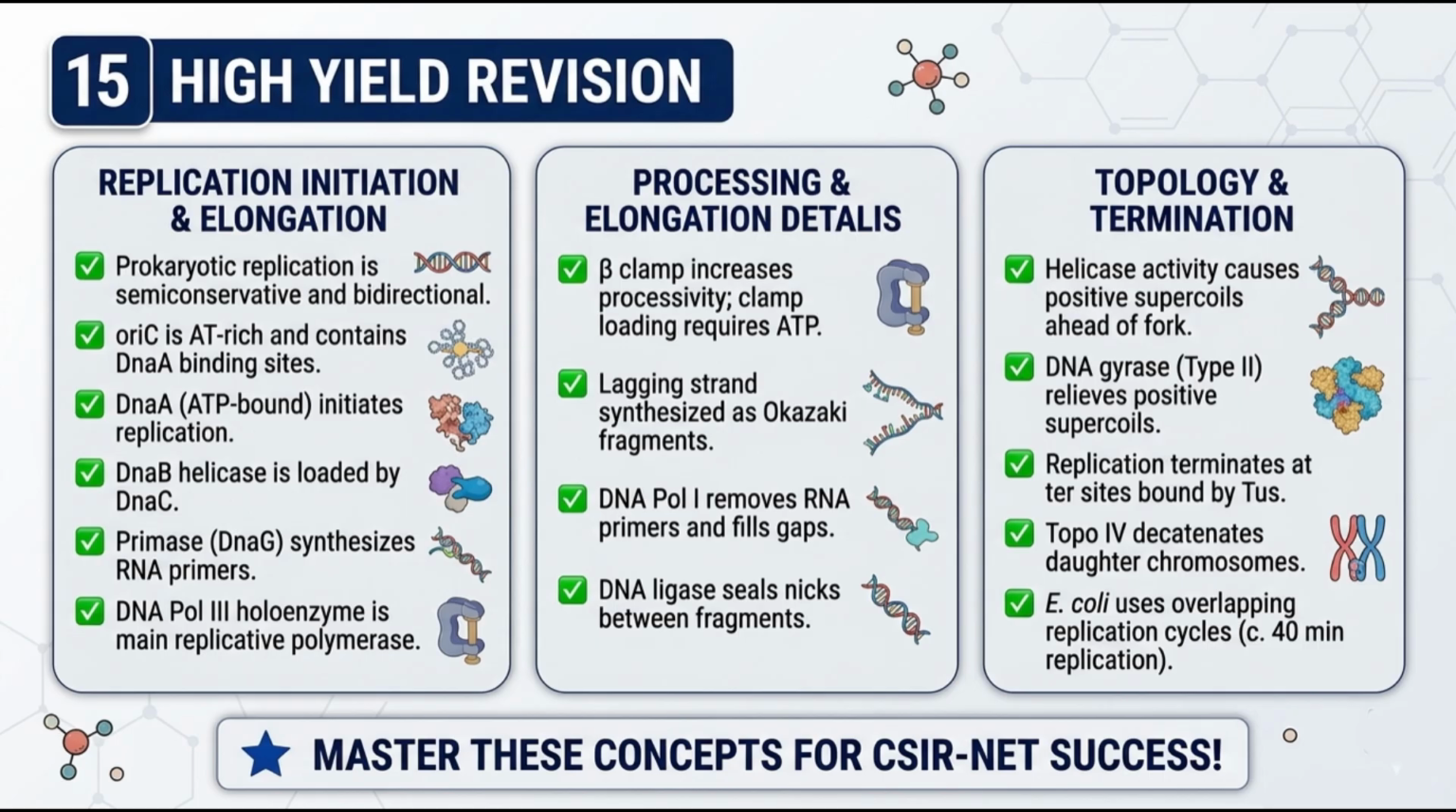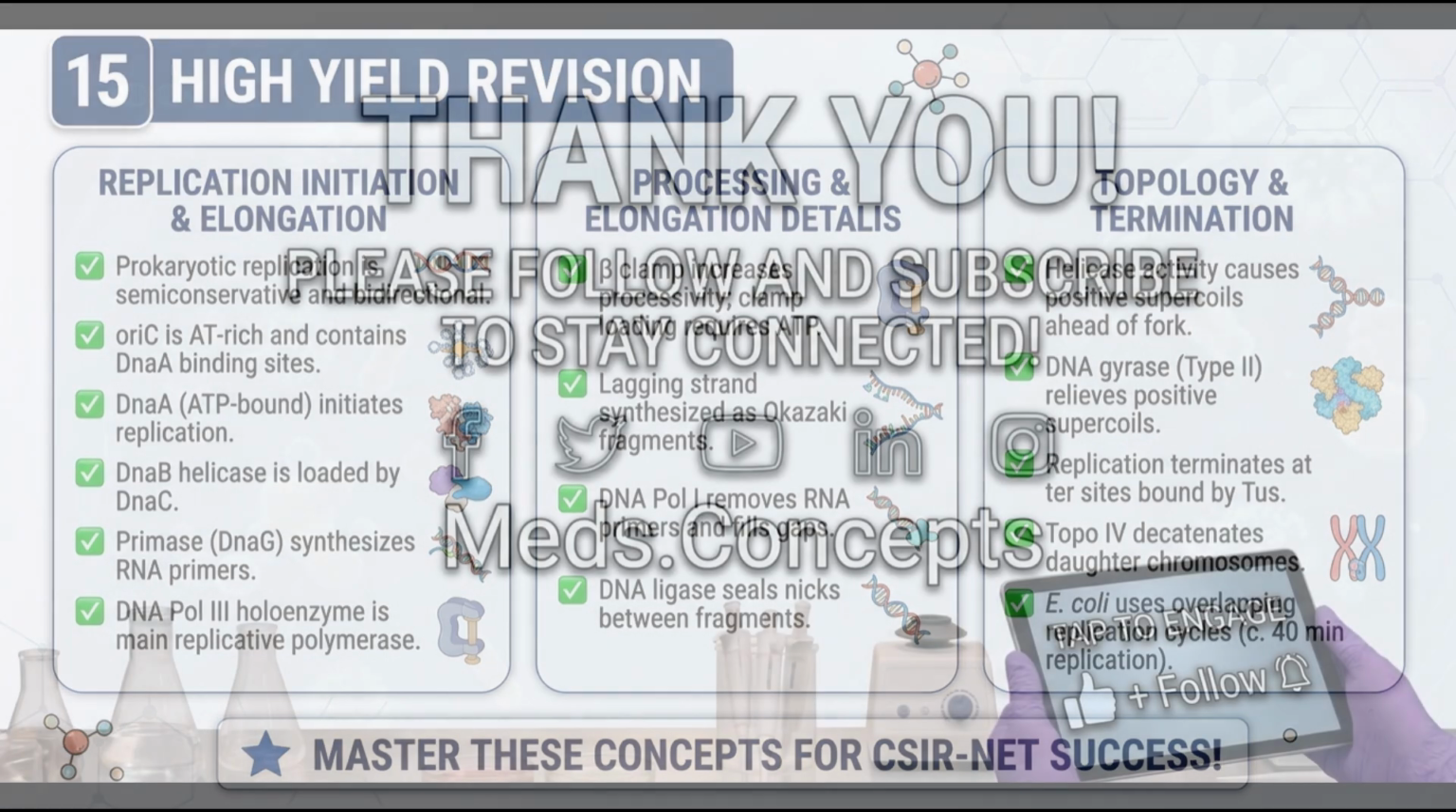Tus proteins bind firmly to these TER sites. Topoisomerase IV decatenates the interlinked daughter chromosomes. E. coli utilizes overlapping replication cycles. These are highly important concepts frequently asked in competitive examinations.